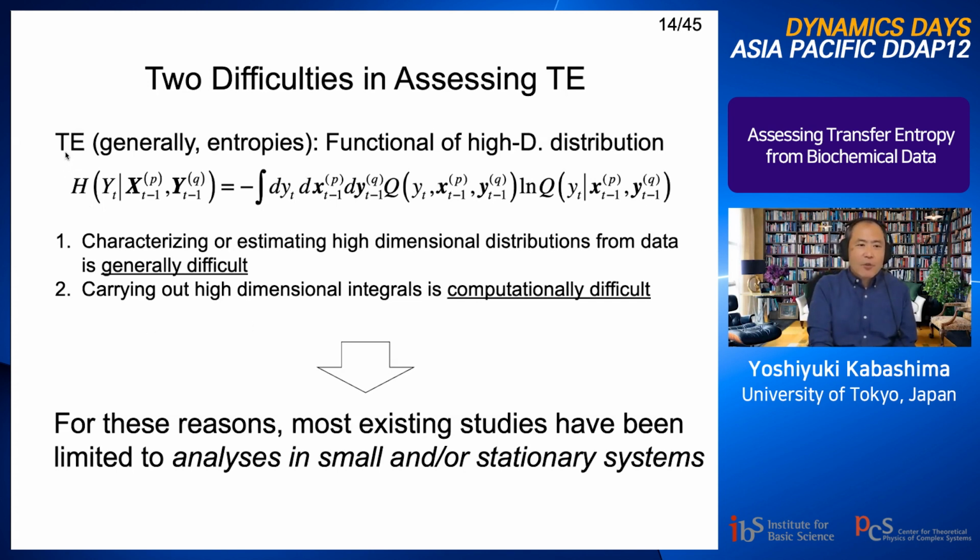Actually, not only transfer entropy, but entropies in general are functionals of high dimensional distributions. For example, this is a conditional entropy, defined by this formula. First, it is difficult to characterize or estimate a high dimensional distribution Q from data. This is generally difficult.